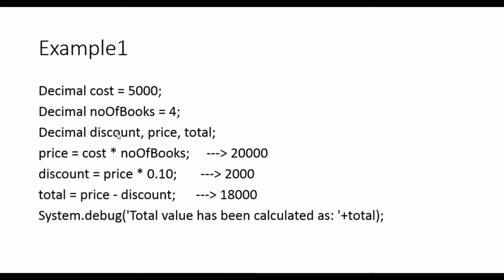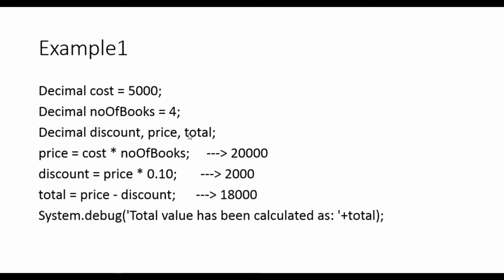Now I'm going to calculate the price. The price is of data type decimal. So from next time onwards, you can directly take the variable name without the data type. Only while defining the variable, you need the data type. Price equals cost into number of books, 5,000 into 4, which will be equal to 20,000. Then I want to provide some discount, a 10% discount on the overall price. So price into 0.1, which will give you the 10% discount. So the discounted amount is 2,000.